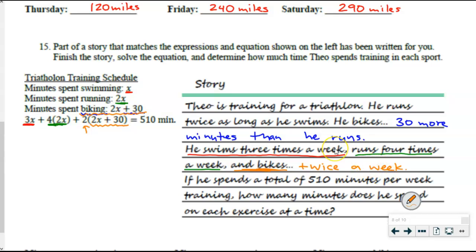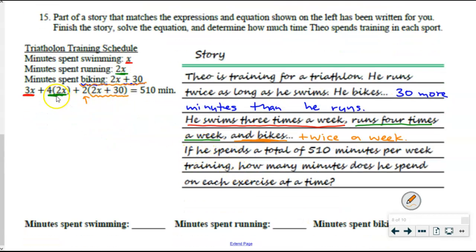Okay, so the structure that it gave us was a little bit different, but again, we're making connections to representing things mathematically, even though it's a real life situation. And so now we can continue. If he spends a total of 510 minutes per week training, how many minutes does he spend on each exercise at a time? So here's all of those things added together. That's a total of 510 minutes. And again, it's just an equation to solve. It's an equation that requires simplifying this piece first.